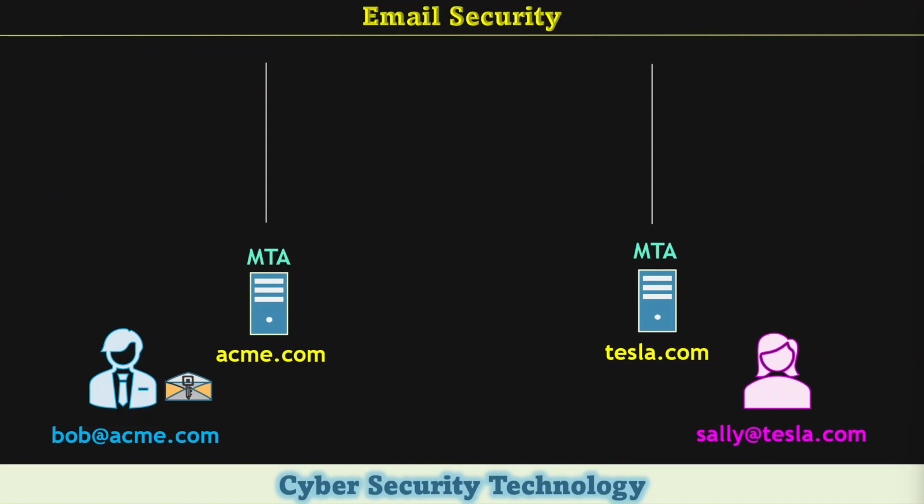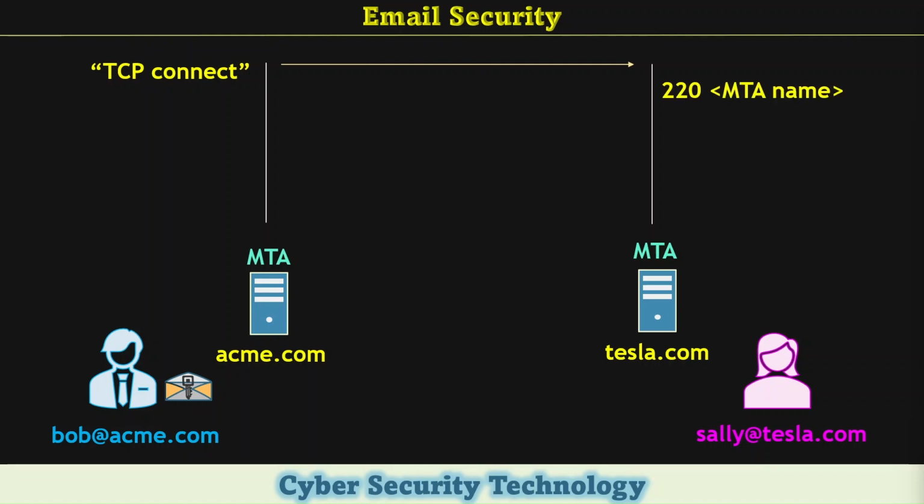Now let's see how the SMTP connection works. The acme.com MTA initiates a TCP connection. We are skipping the IP protocol part in this flow. The Tesla MTA responds with 220 and its own hostname. Then acme.com will send hello. It's a type of SMTP protocol code.